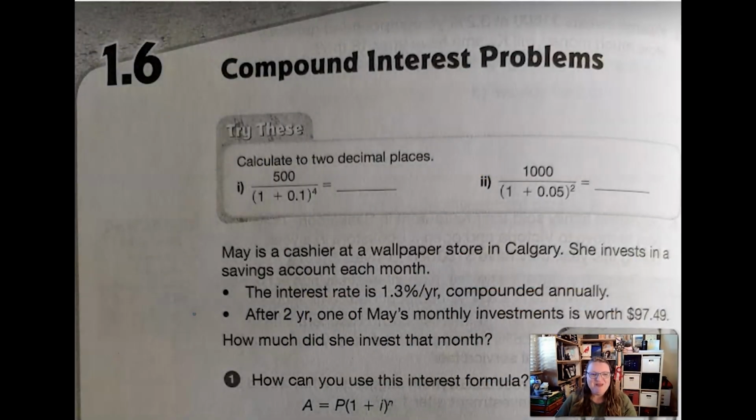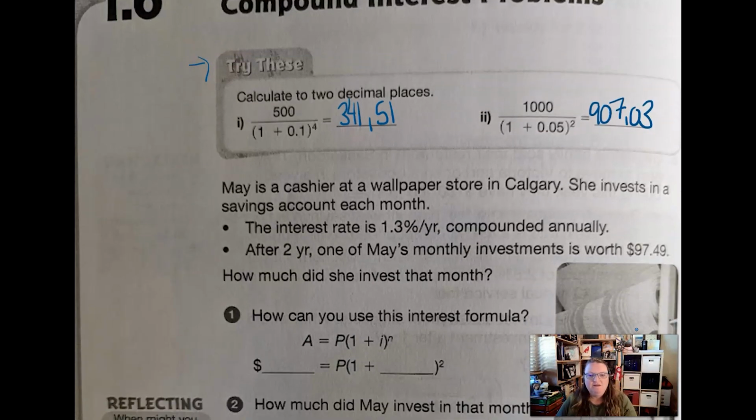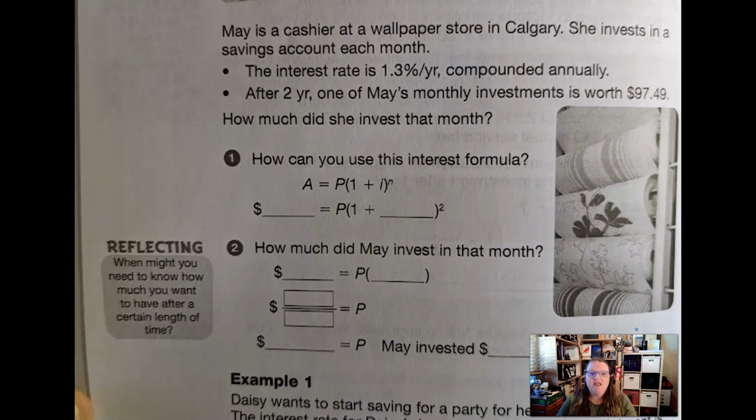Let's get started. Calculate, same beginning as always, calculate to 2 decimal points. You try these. So go ahead and work this through. Again, the main focus is order of operations. Really important, especially as we get into these harder problems. You can do that. So please work these through. You should come up with 341.51 and 907.03.